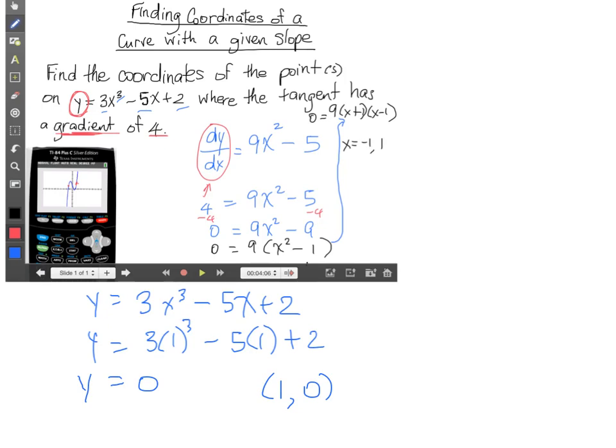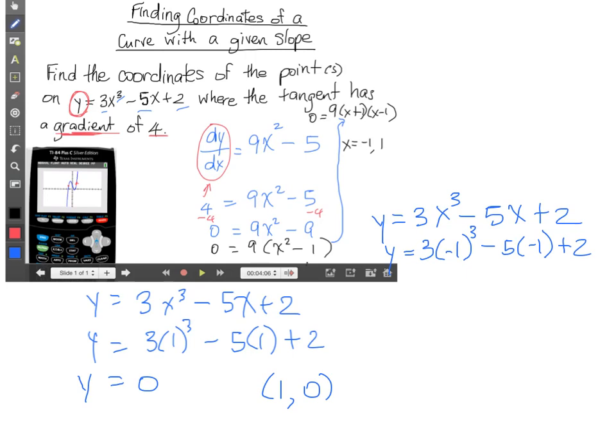So we can plug -1 into our y equals equation to figure out what y is. Again, I'm just going to rewrite that original equation, which is y equals 3x to the third minus 5x plus 2, and this time we're going to see what y is when x is equal to -1. So 3 times -1 to the third minus 5 times -1 plus 2. When you plug that all in, you get that y is equal to 4. So the second set of coordinates with a slope of 4 is (-1, 4).